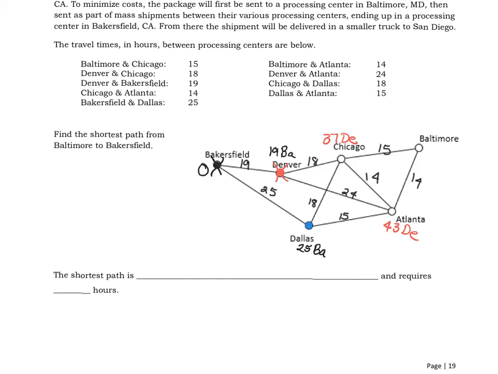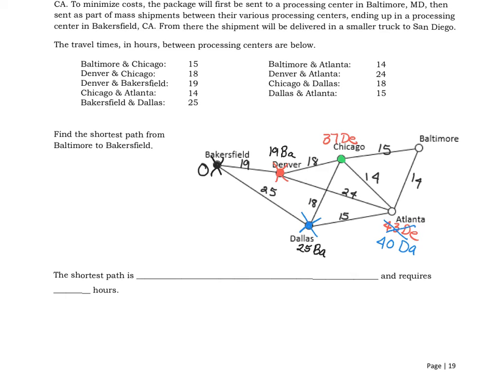So going back to Dallas, and then let's go from Dallas to Atlanta. 25 plus 15, well, that is 40, which is better than that 43 from Denver. So let's replace the 43 with a 40, and that was from Dallas. So Dallas is visited. Okay, so I only have 2 totals to look at here. I've got the 37 in Chicago, 40 in Atlanta. So let's look at the 37 in Chicago and make that our next current point.